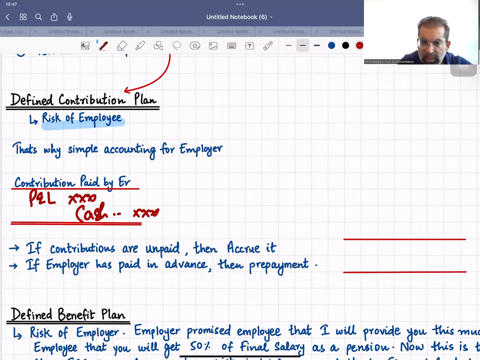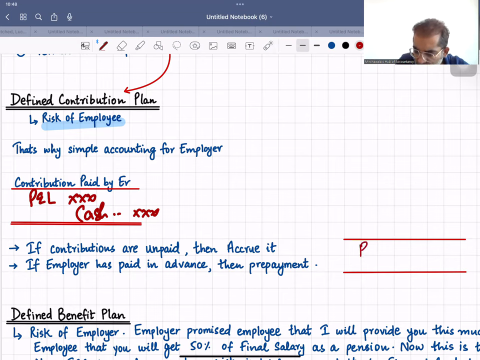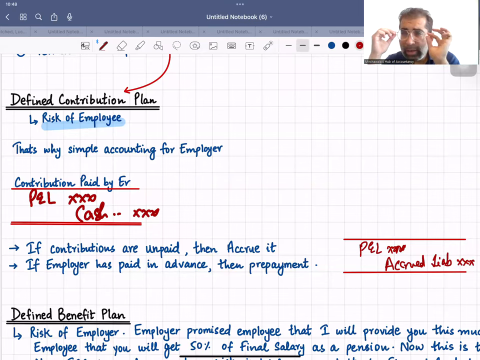Now, one more thing. If contributions are unpaid, then accrue them. Yes, there is a possibility. You have heard about accrued expenses. What are accrued expenses? It means for the whole year you have utilized the service but you haven't paid. Expenses which have been utilized but not yet paid are called accrued. So in that case, again, we'll book the expense, but we have not paid it, so we'll credit the liability, the accrued liability.